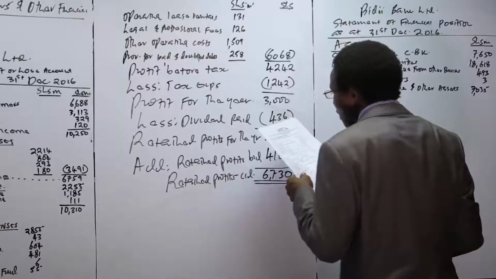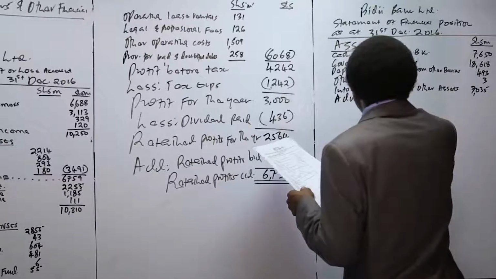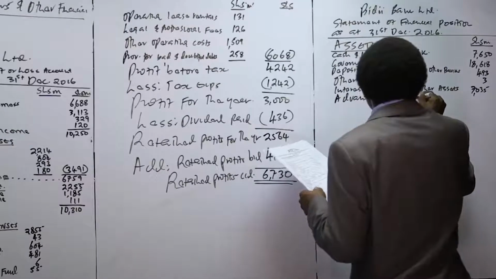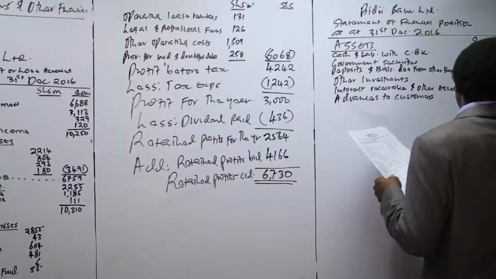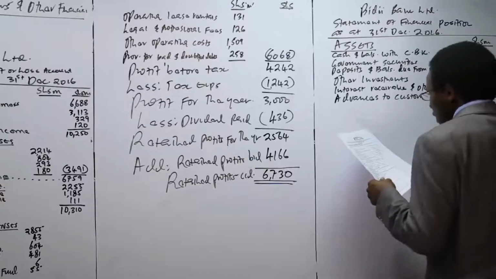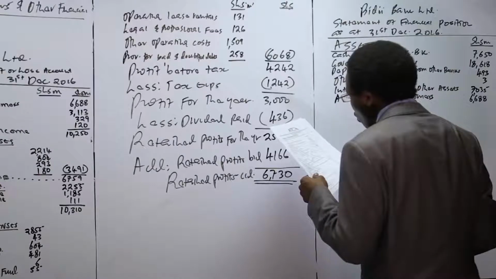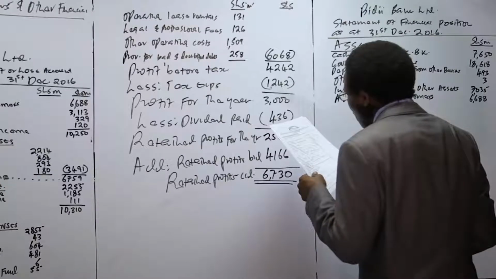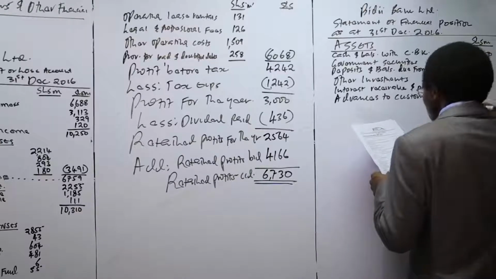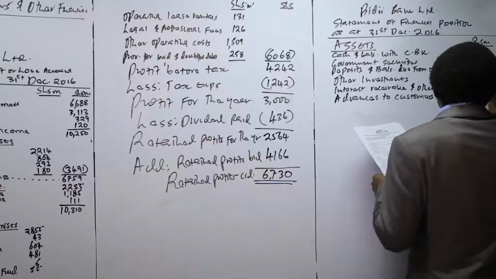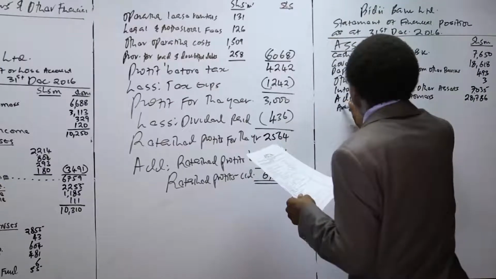Then we have advances to customers. The advances to customers is 6688. Then we also have, I think that is wrong. Advances to customers is 28786.